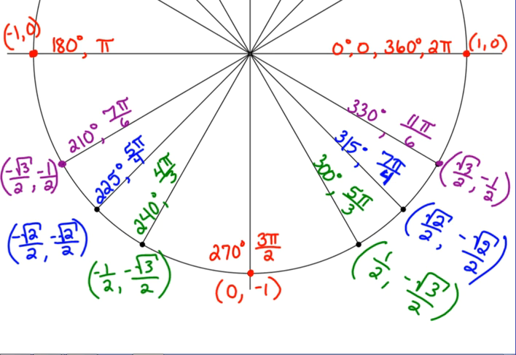Okay, so that is what we call the unit circle. Let me re-emphasize. If you know the first quadrant, all the other quadrants just come from that first quadrant. Okay, Tanner, do you have a question? So what are we using this for? I'm getting ready to show you.